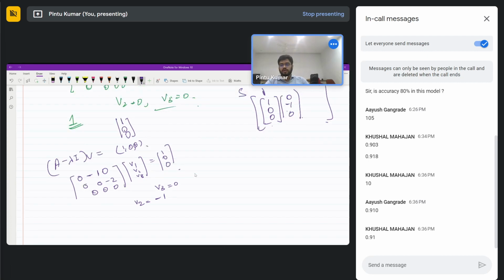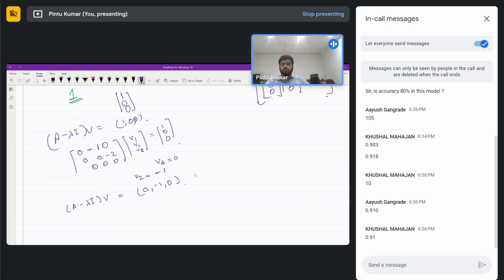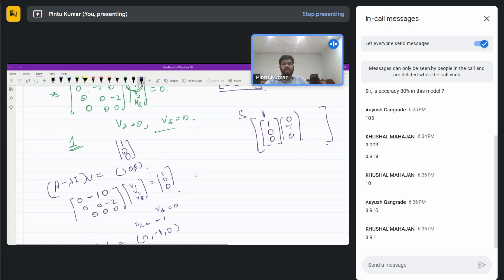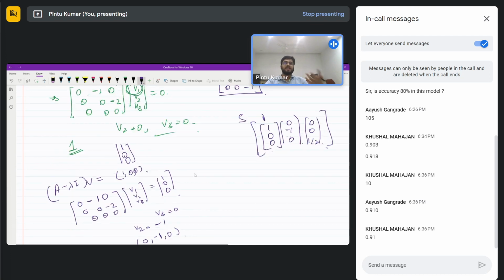Similarly, to obtain the third one, we can do (A minus lambda I) V equal to 0, -1, 0. So that would mean that -2 times V3 is -1, or V3 is half. So my third generalized eigenvector is 0, 0, half. So this way you can construct your S matrix.